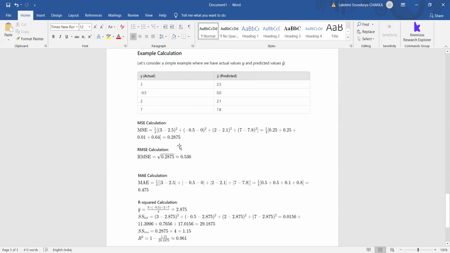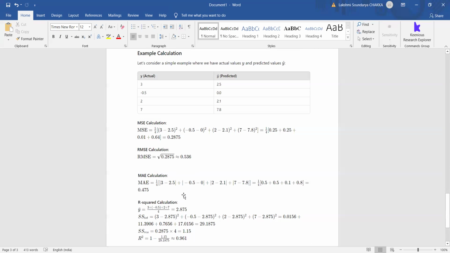What did we get as the result here? 3 minus 2.5 is 0.5, and the whole square of it is 0.25. I am just simplifying it and stating the answer, so just take a look. You will get an understanding as I explain. We did the same for the rest, and we got the answer 0.2875. What I told you previously, RMSE is nothing but the root of MSE. We are doing the same here: root of 0.2875 is 0.536.